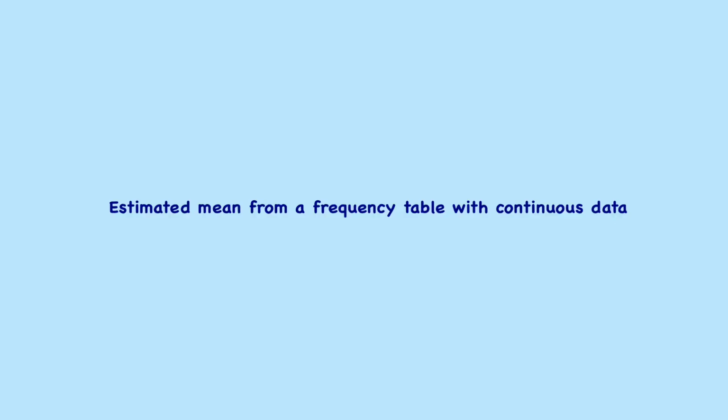Estimated mean from a frequency table with continuous data. When finding a mean from a frequency table with continuous data, you'll often be asked this question by itself because it's a bit more tricky. It's not called a mean because you can't find out exactly what the mean is. It's an estimated mean, and this is what is referred to in an exam question. So let's have a look at an example.